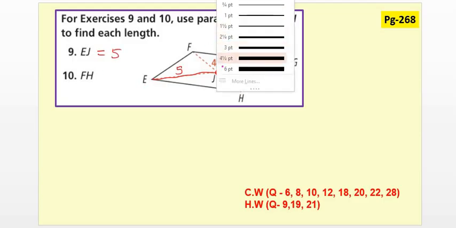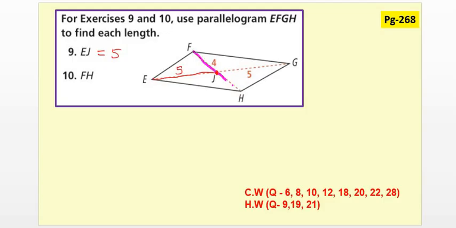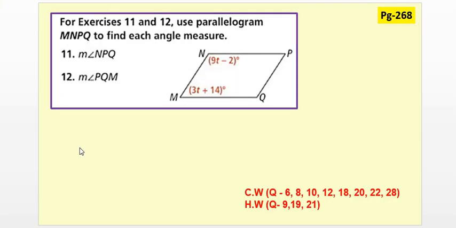Let me show you. FH, this is this whole line, right? Now this one is 4, so this one will also be 4 because this is the midpoint. So that's why you can say FH will be 4 plus 4, that will be 8. Clear? Next, it says for exercise 11 and 12, use parallelogram MNOP and PQ to find each angle measure. We can see that angle M and N are consecutive angles, so their sum will be 180. This is the first thing.